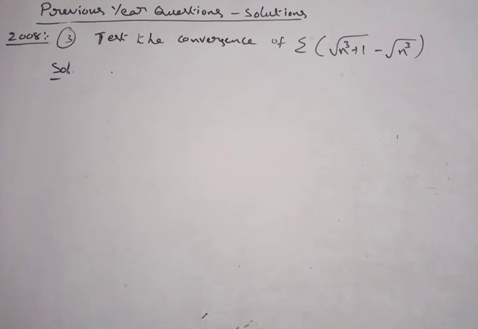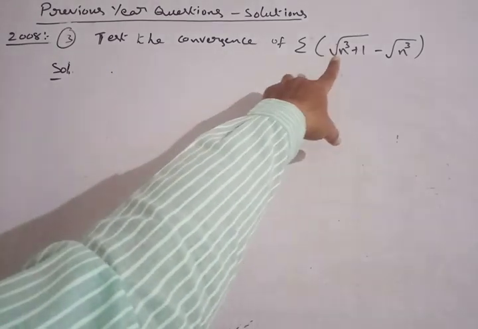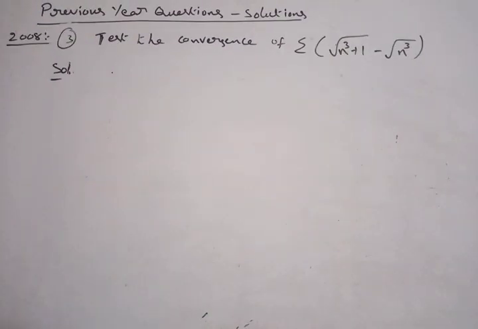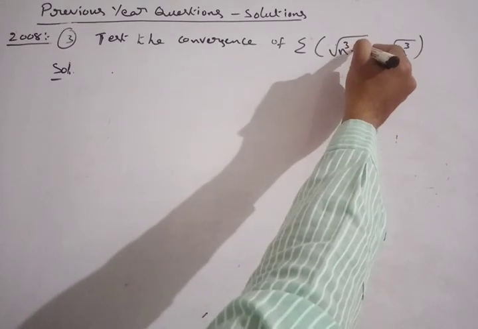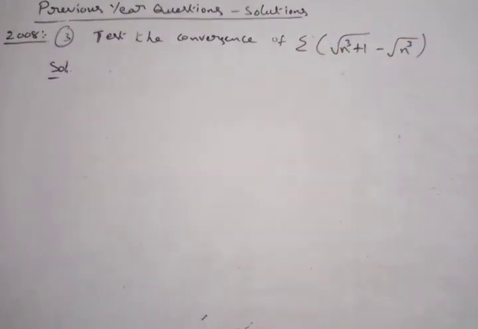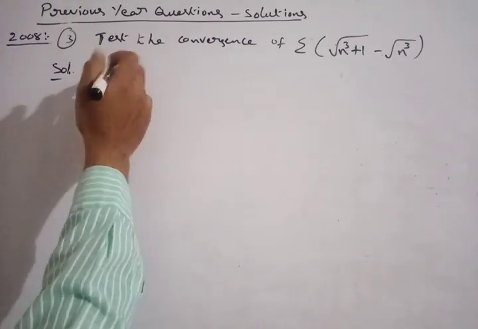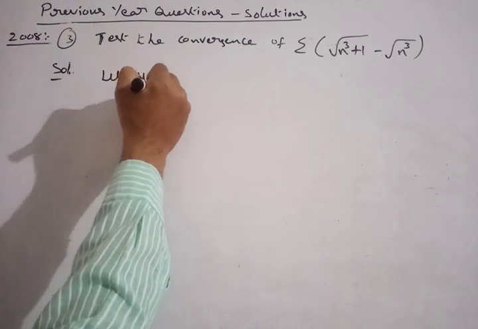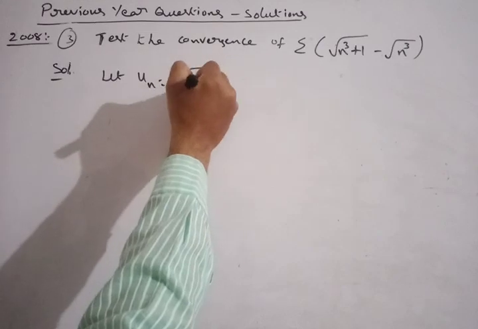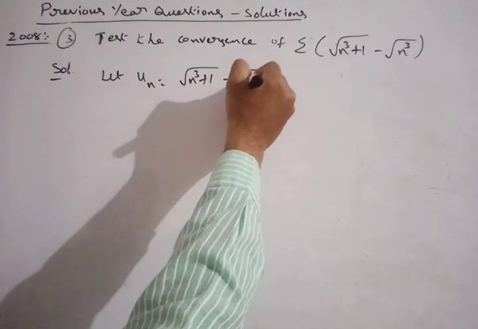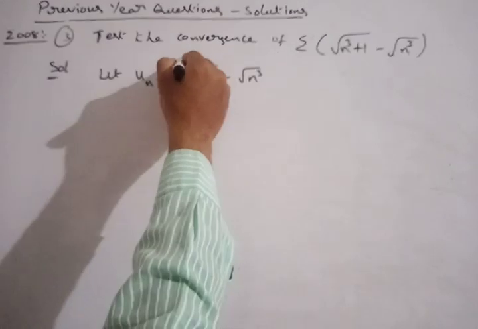Test the convergence of sigma square root of n cube plus 1 minus square root of n cube. Here there is no denominator. This type of problem we did in our previous videos. No problem, we will do one more time here. See, first what we have to do? Let Un be square root of n cube plus 1 minus square root of n cube. Then what we have to do? You need to rationalize.